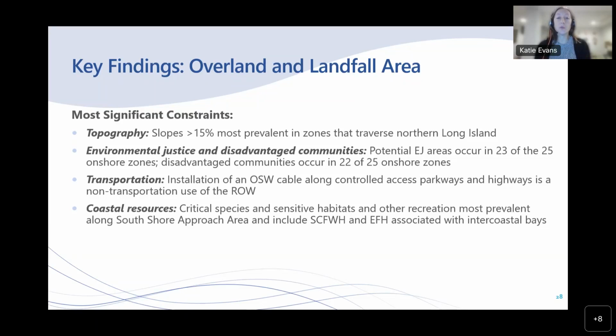Lastly, coastal resources include critical species and sensitive habitats like significant coastal fish and wildlife habitats, as well as essential fish habitat associated with the intercoastal bays. It also includes recreational and wildlife viewing. All of those are prevalent along the south shore of Long Island, which I'll show you in the next slide in a graphic. Next slide, please.